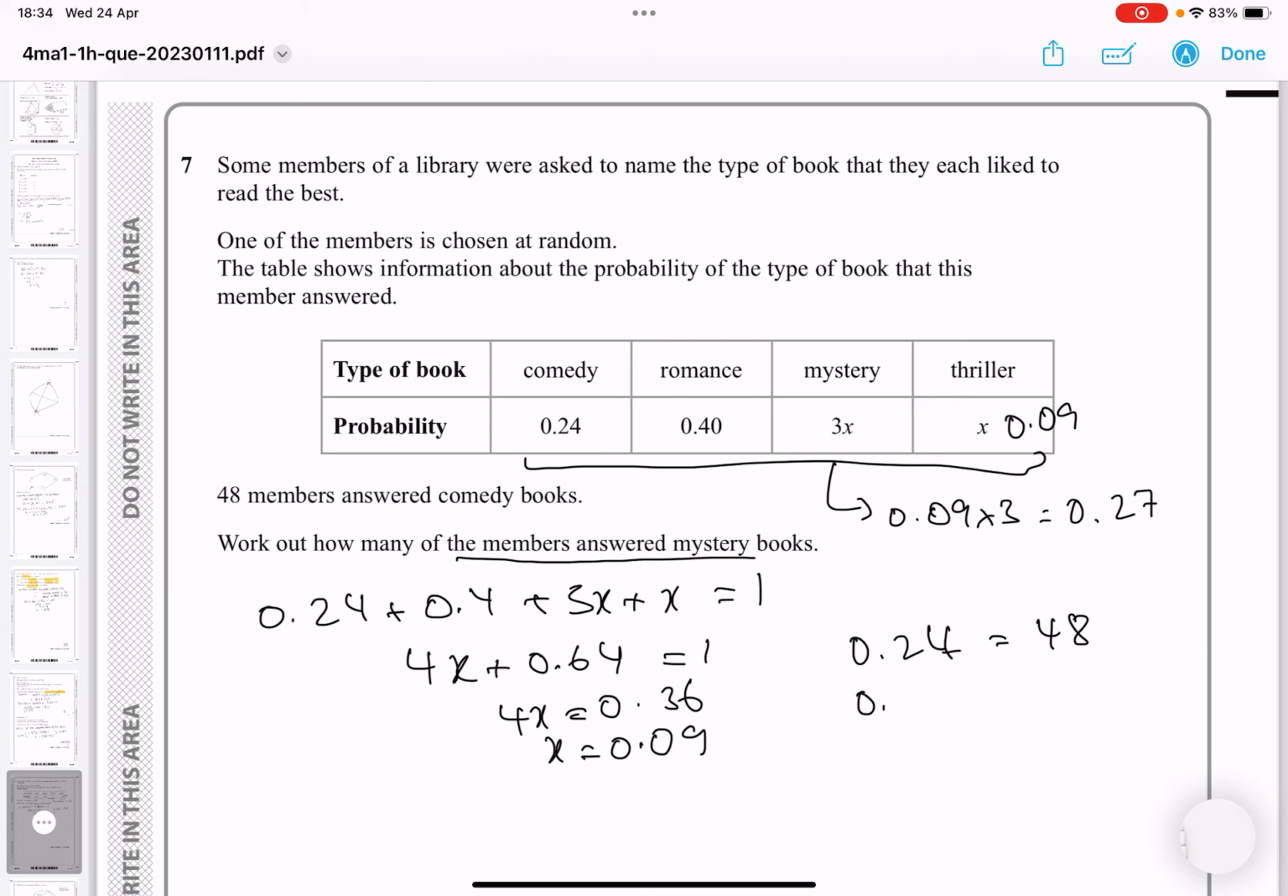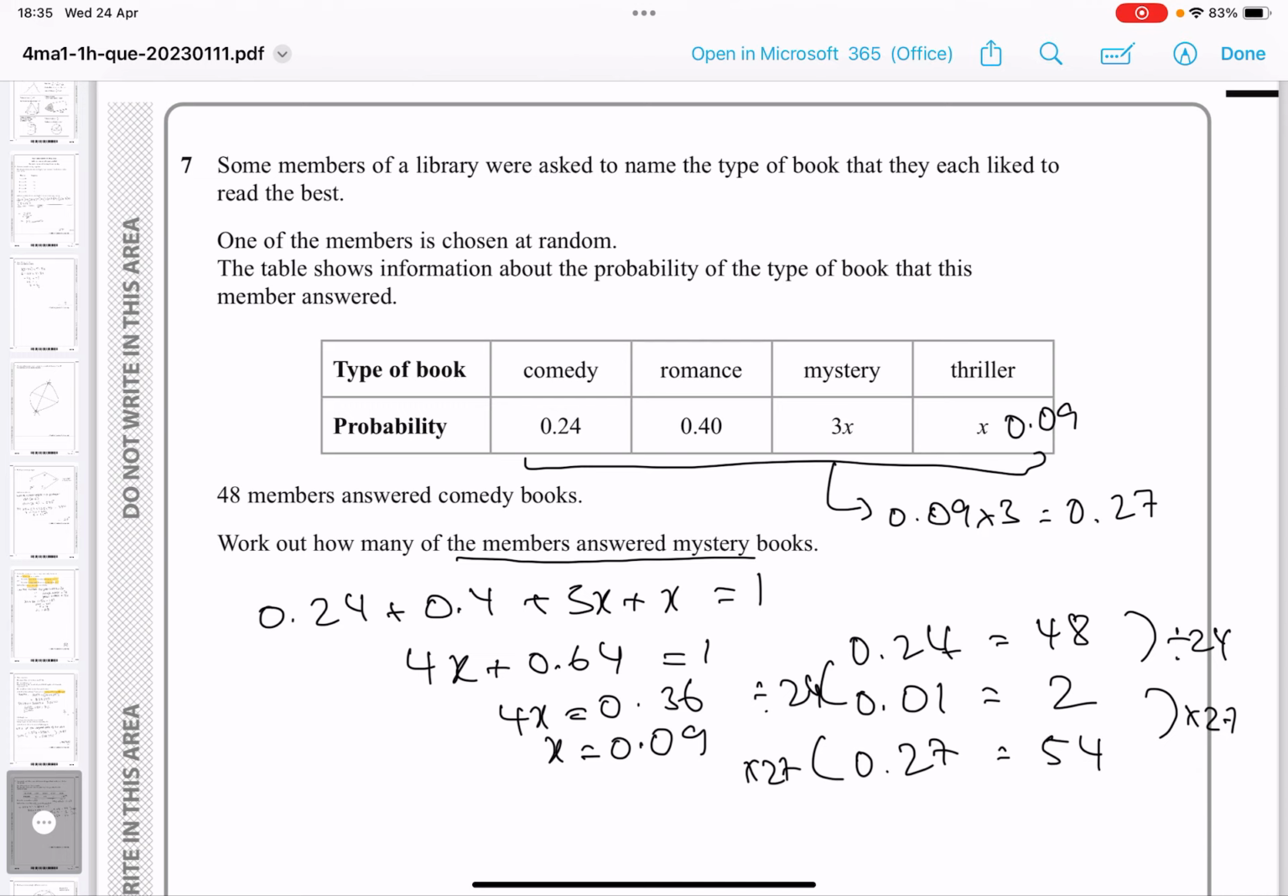Okay, so let's work out 0.01 first. How many people would answer for a probability of 0.01? So you divide by 24, and you divide by 24. So that's 2. Now we need to work out the members answering mystery books. So that's a probability of 0.27. Multiply by 27 on this side, and multiply by 27. So that means the answer is 54. 54 members. Okay?